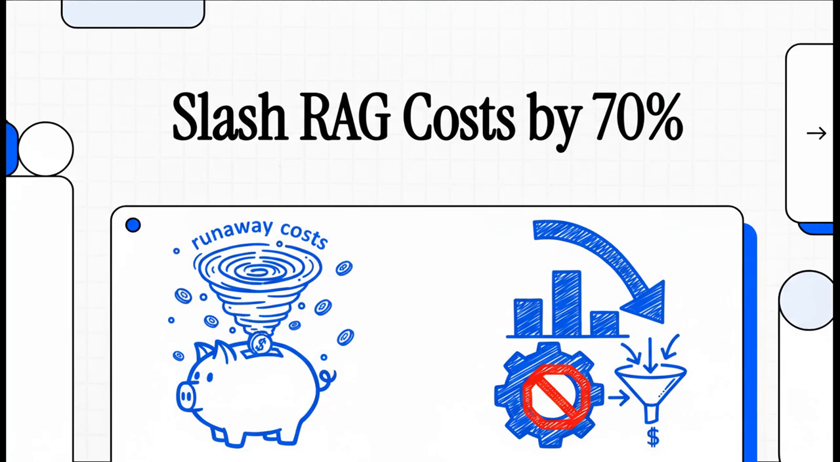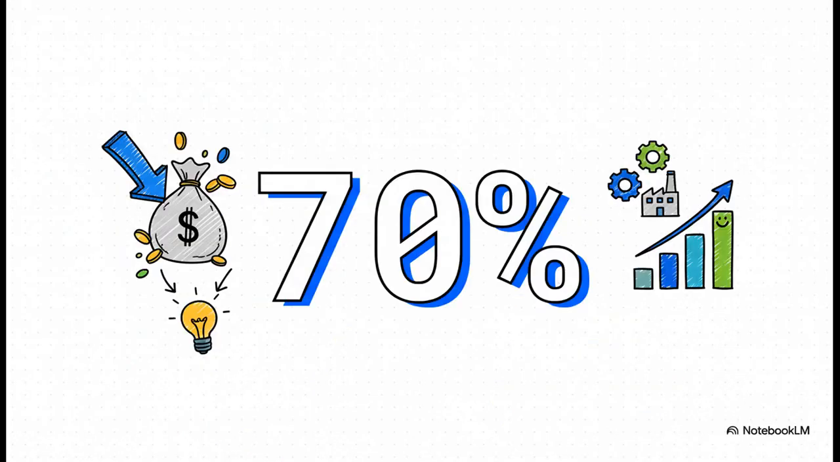Welcome to The Explainer. Today, we are tackling a huge issue for anyone building with AI: the runaway cost of retrieval augmented generation, or RAG, systems. If you've ever built one, you know exactly how powerful they are, but you also know how fast those token costs can just spiral out of control. But what if I told you that you could slash those costs by as much as 70%?